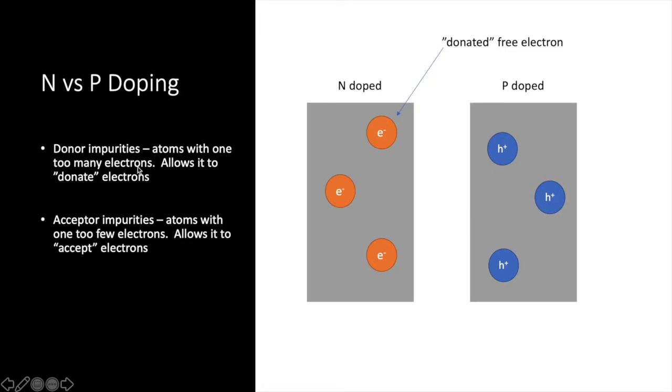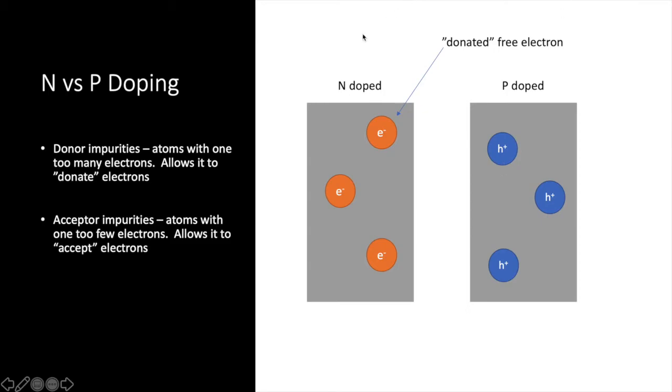Donor impurities, you can think of them as atoms with one too many electrons, which then allows it to donate 1 electron. Acceptor impurities, on the other hand, are atoms with one too few electrons, for example, 3 valence electrons. So that allows it to accept electrons. And you can think about it as having a bunch of free holes moving around.